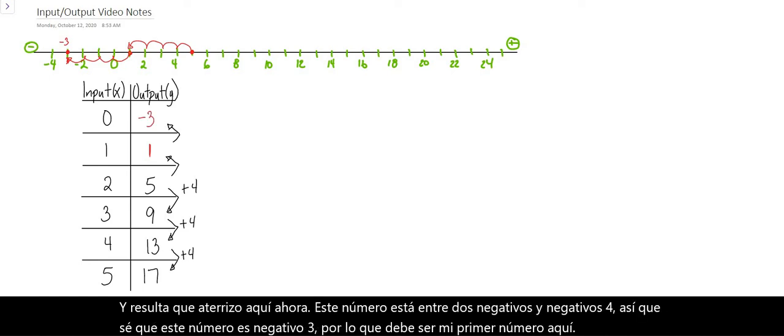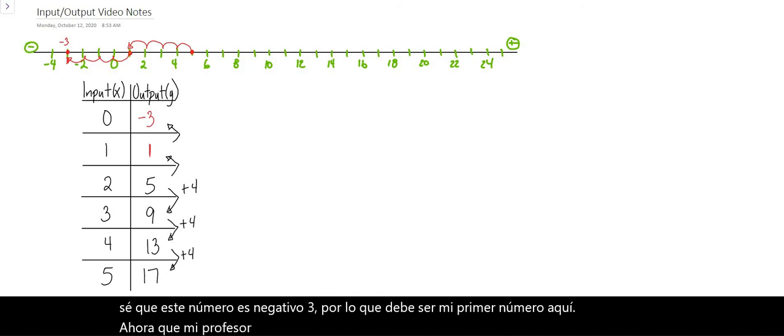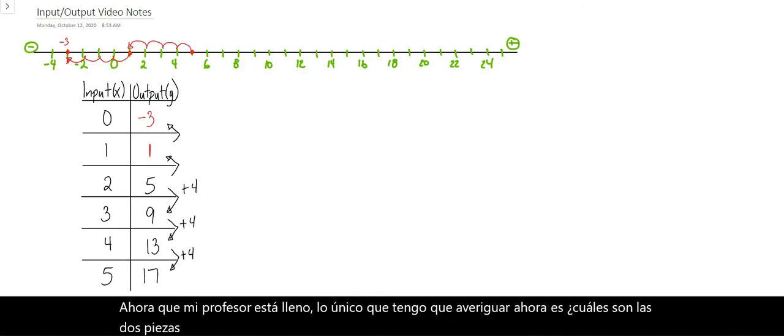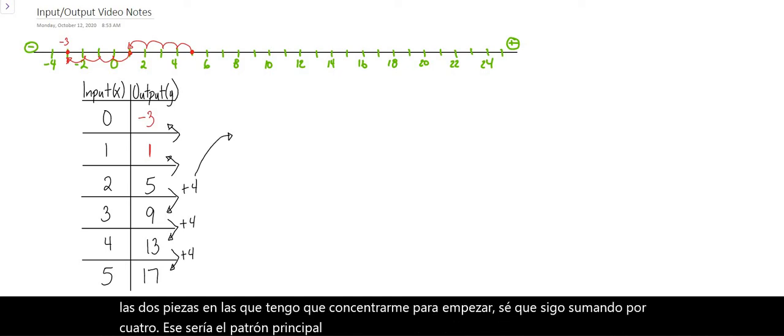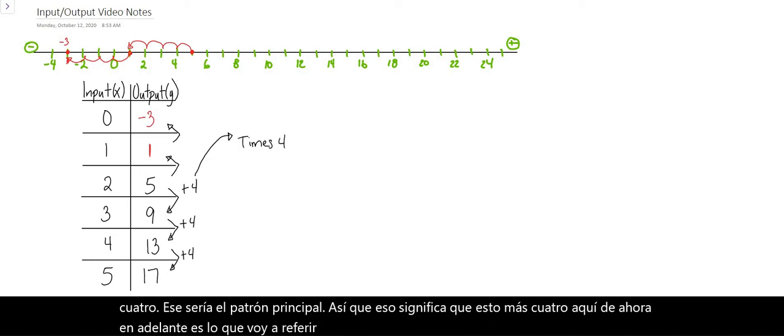Now that my t-chart is filled out, the only thing I got to figure out now is what are the two pieces that I have to concentrate on. So to start with, I know that I keep adding by 4. That would be the main pattern. So that means that this plus 4 here from now on is what I'm going to refer to as my times 4. And this would be piece number 1.